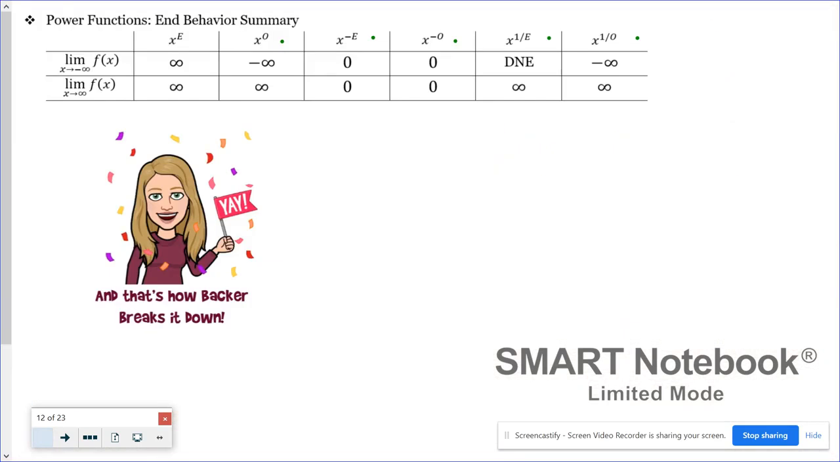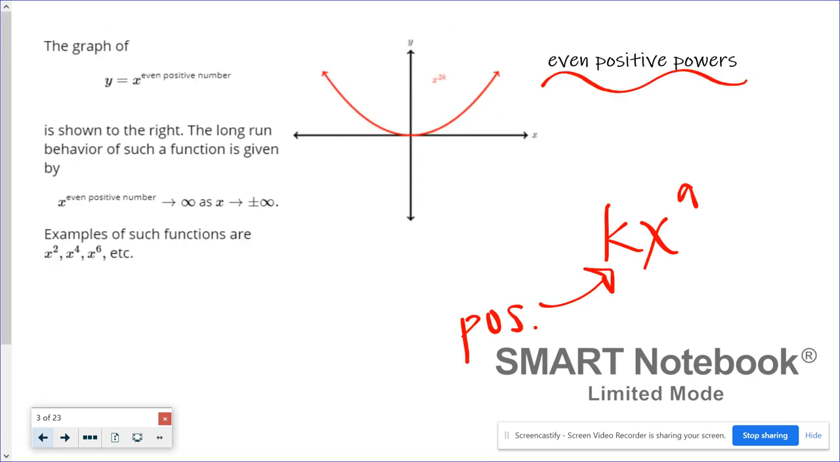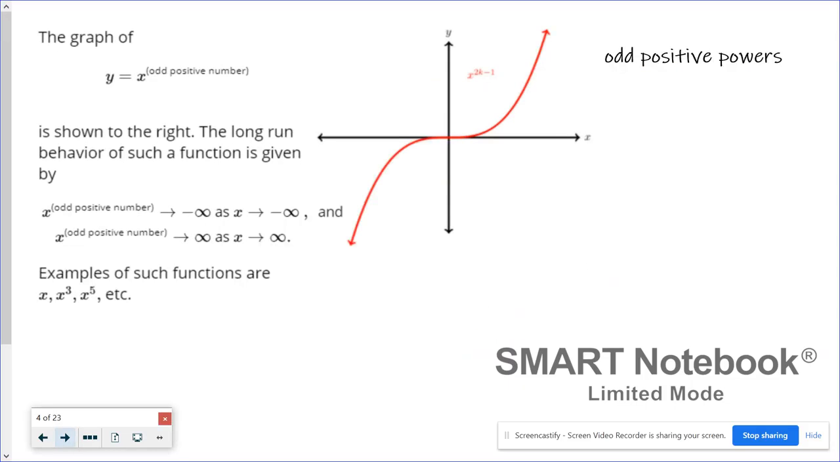If I were to go back to some graphs we looked at in the first episode, here we have even positive. So a is greater than 0. And look, it's passing through (0, 0). Here we have odd positive. So a is greater than 0. The graph is passing through (0, 0).